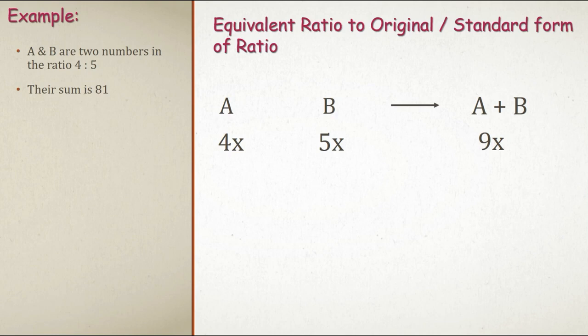But it is saying that their sum is 81. It is not 9, it is 81. So basically 9x is equal to 81. So the value of x in this case will be 9 multiplied by 9, which is equal to 81.